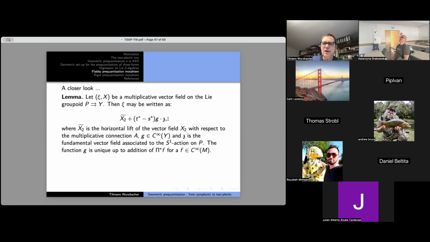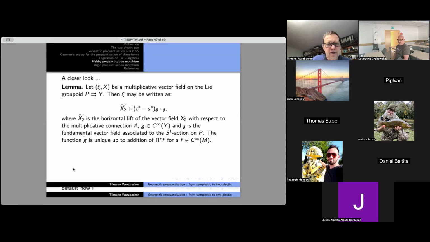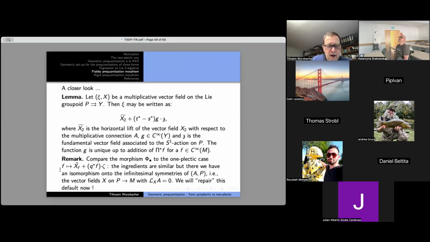So it's a little bit similar, or maybe even very similar, to the one-plectic case, where here you have X tilde, and here you have q upper star of a function times z. So it is rather similar. And okay, non-uniqueness says maybe I should... So I wrote down the formula in the one-plectic case, which looks like this. So the multiplicative vector fields, they are rather similar.